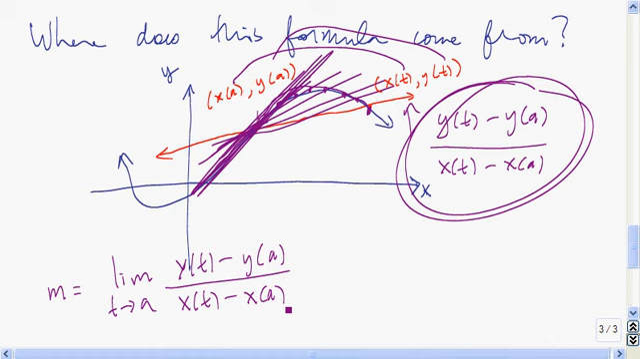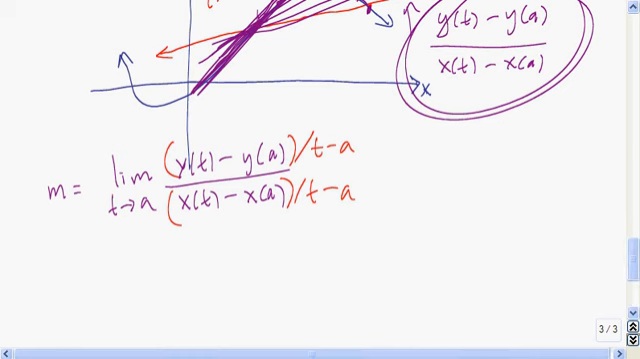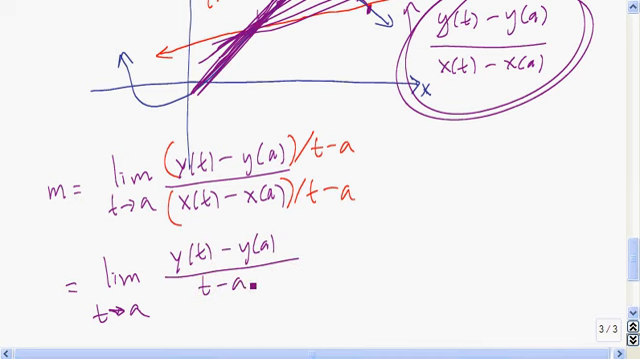Okay, well, what I'm going to do is I'm going to introduce a t minus a here. So I'm going to go to the numerator and divide it by t minus a. Obviously, I have to do the same to the denominator. So what we have then is the limit as t approaches a of y of t minus y of a divided by t minus a, divided by x of t minus x of a divided by t minus a.